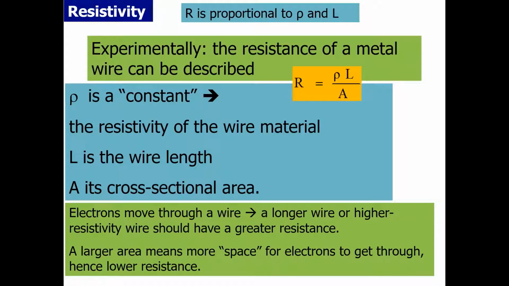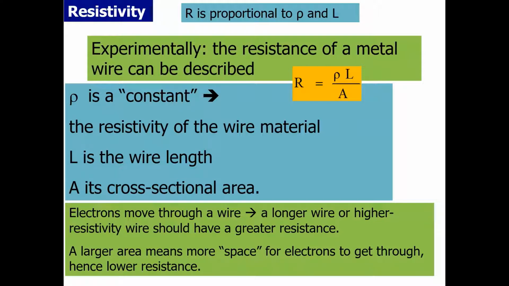Alright, so if we look at the equation for resistivity and resistance, R is equal to rho times L divided by A. Experimentally, the resistance of a metal can be described using that equation. So R is resistance, rho is resistivity, L is the length of the wire, and A is the cross-sectional area of the wire. And resistivity is just a constant for that particular metal. So for example, the resistivity of copper will be different to the resistivity of iron.